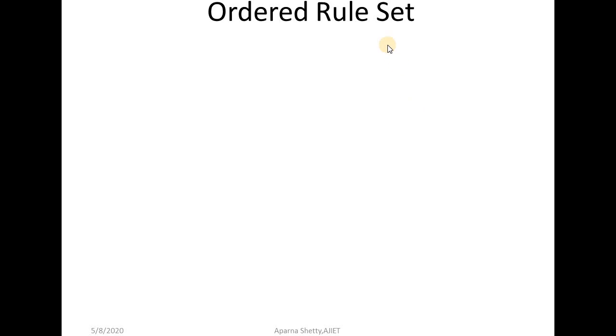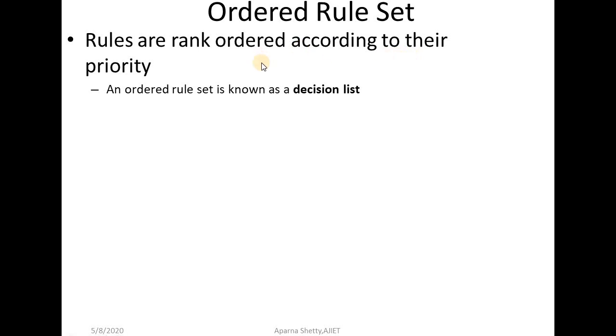The next topic is the ordered rule set. In an ordered rule set, the rules are ranked according to their priority. An ordered rule set is also called a decision list. So in an ordered rule set, we rank the rules according to their priority.